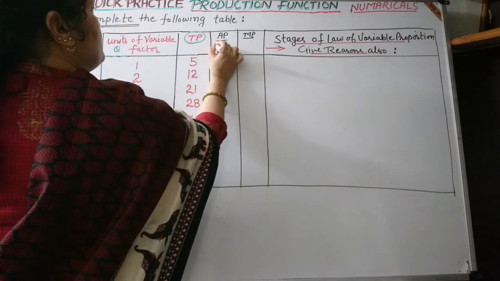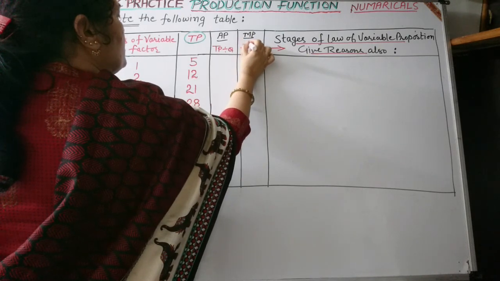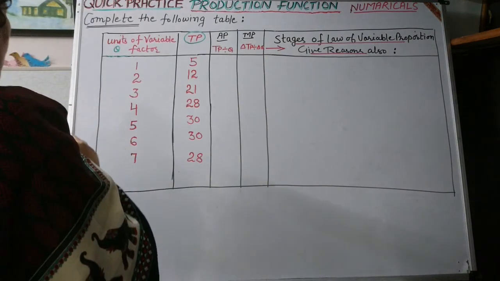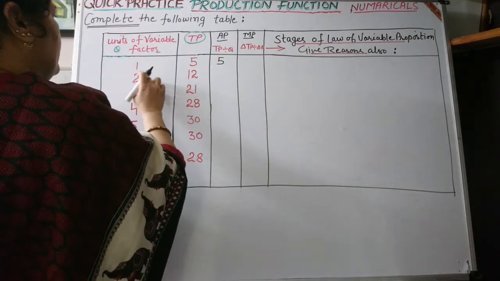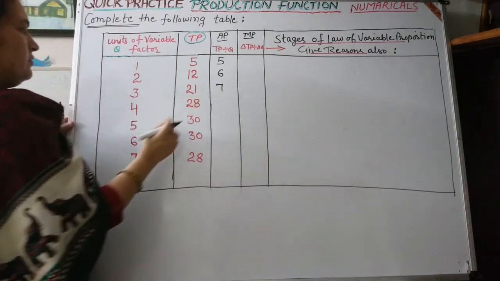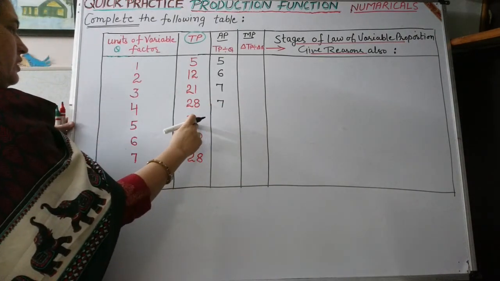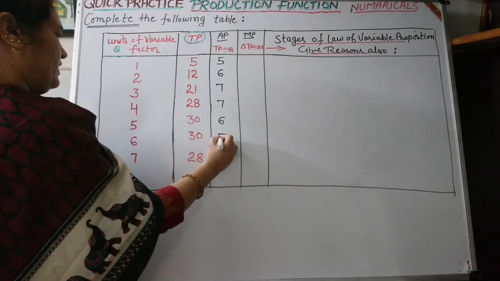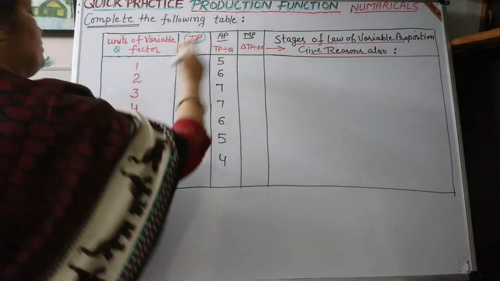For the calculation of average production, TP will be divided by quantity. For the calculation of marginal production, change in TP is divided by change in quantity. So first of all, 5 divided by 1 is 5, 12 divided by 2 is 6, 21 divided by 3 is 7, 28 divided by 4 is 7, 30 divided by 5 is 6, 30 divided by 6 is 5, 28 divided by 7 is 4.